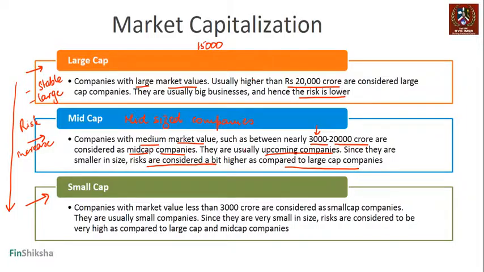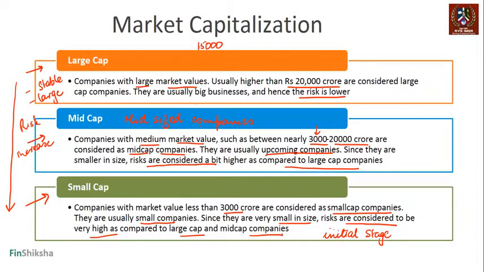Now, companies with market value of less than 3,000 crore are considered small cap companies. These are the smaller companies. They can become big, or they may not be able to become big. Since they are very small, risks are considered to be significantly high as compared to large cap and mid cap companies, because these are companies at a very initial stage. So you don't know whether they will succeed or not. So the risk is much higher as you go from large cap to small cap.